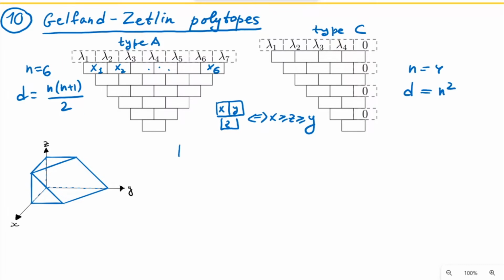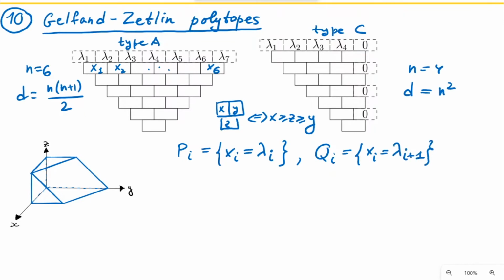What is interesting is that each polytope can be represented as the Cayley sum of two facets, namely consider the facet P_i given by the equation x_i = lambda_i. I label coordinates in the first row by x_1, x_2, and so on up to x_n. And Q_i is the facet given by the equation x_i = lambda_{i+1}. And then it is evident from the definition that the Gelfand-Zetlin polytope in each type is the Cayley sum of P_i and Q_i up to a parallel translation.